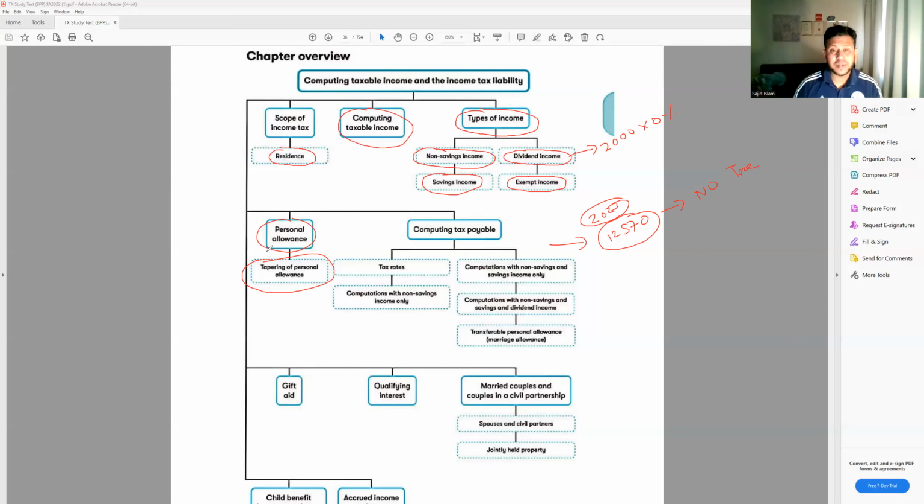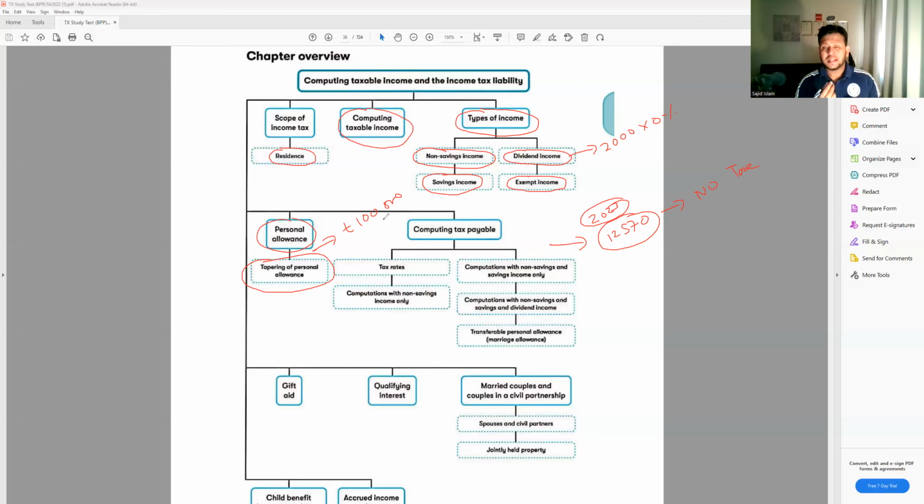Now, certain level means how much? Certain level means up to 100,000. So if someone's net income is more than £100,000 a year, then for every £2 earned, he will lose £1 of personal allowance.